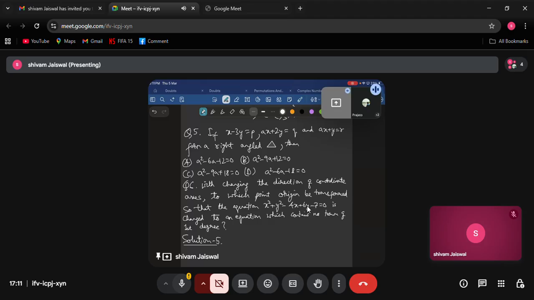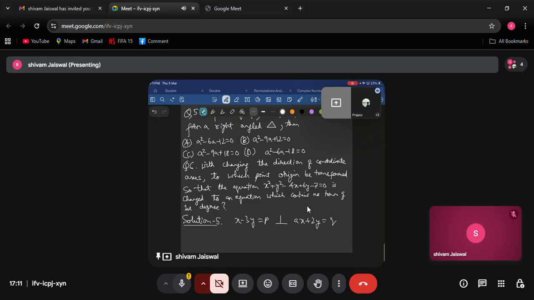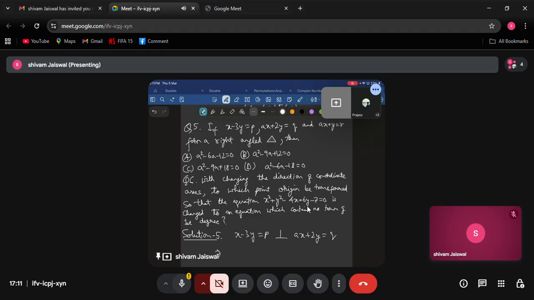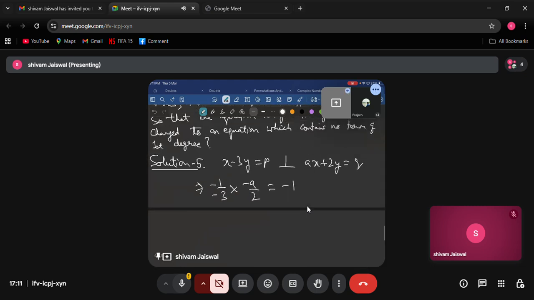Yes. Pratto over here. It can happen that x minus 3y equal to 3 is perpendicular to ax plus 2y equal to 3. Right? So this implies minus 1 by minus 3 multiplied by minus a by 2 must be equal to minus 1, right? Product of the slopes. So from here, what are we getting? We are getting a is equal to 6 only.